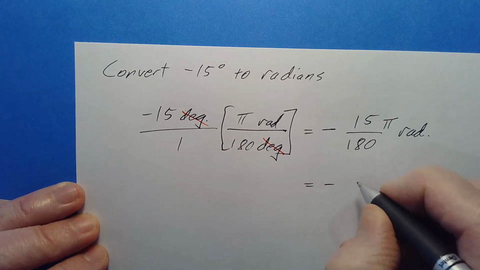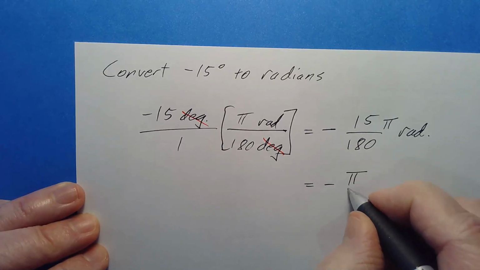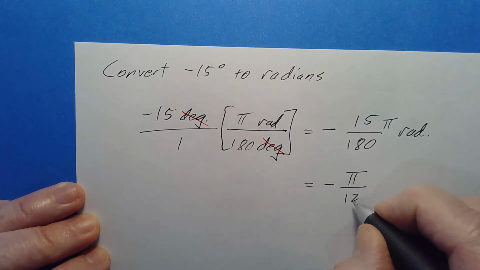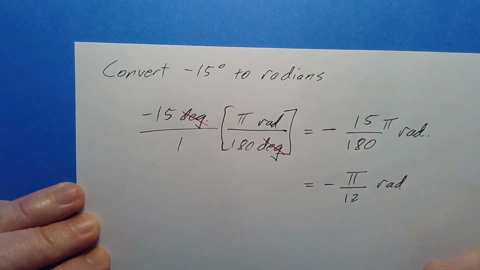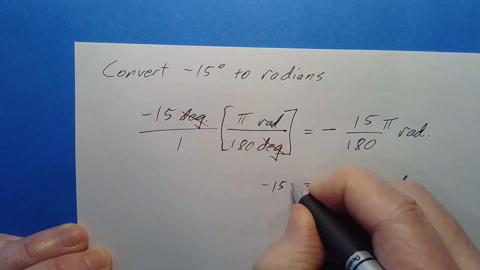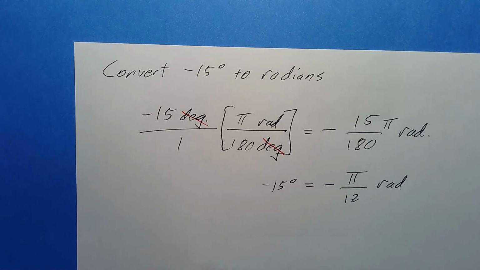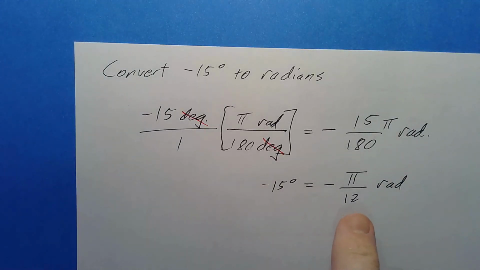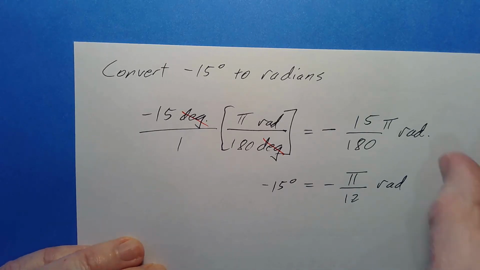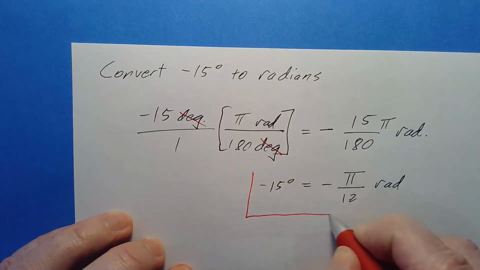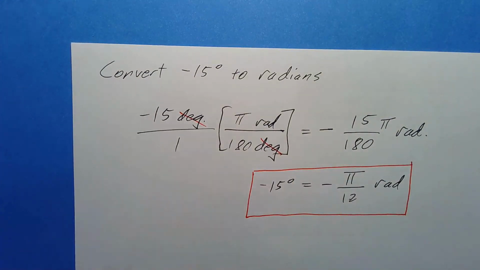Now, it turns out 15 goes into 180 12 times. So this is the same thing as saying pi over 12, 12 is the denominator, radians, right? Pi over 12 radians is the same thing as negative 15 degrees. And again, that kind of makes sense, right? We saw just a second ago, pi over 6 is 30 degrees. Well, half of that would be pi over 12. But of course, we've gone negative. So there's our answer for this one, right? We've got negative 15 degrees equals negative pi over 12 radians.